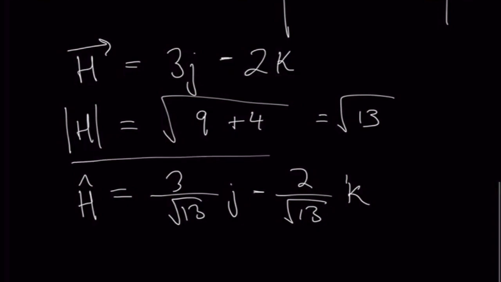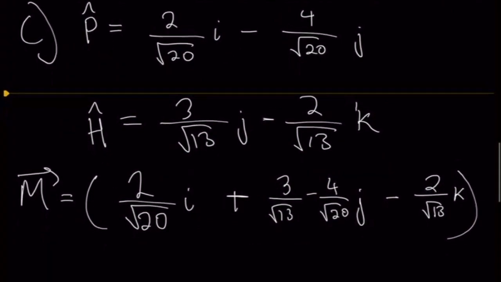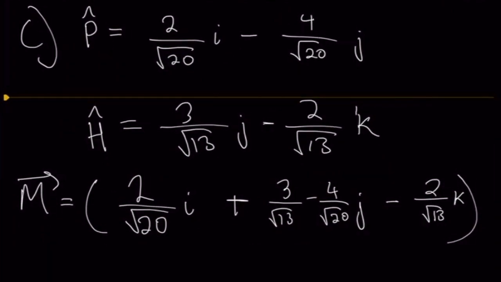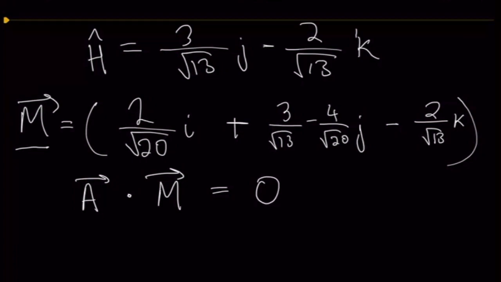Now, the final question is, will the sum of the two unit vectors found above still be orthogonal to A? So for part C, we have the unit vector P and we have the unit vector H. And I call this vector M the addition of vectors P and H. So intuitively, this vector is not necessarily orthogonal to A. And the best way to check that is to do A dot M and set it equal to 0. Because if it was orthogonal, then the dot product would be 0.